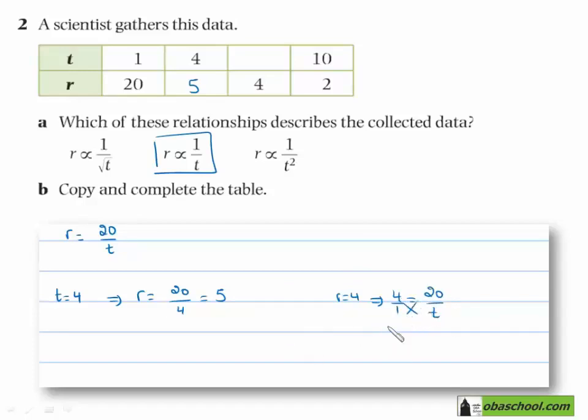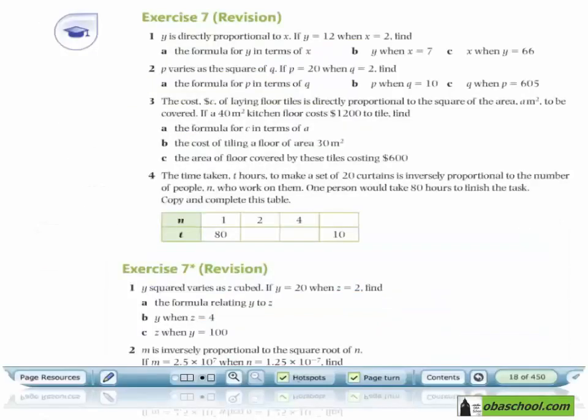R is equal to 4. So 4 is equal to 20 over t. After cross multiplication, 4t is equal to 20. Divide both sides by 4 in order to isolate t. T is equal to 5. So now that we have filled the whole table with data, we have already found the constant of this relation, and we have found the missing data for this exercise.